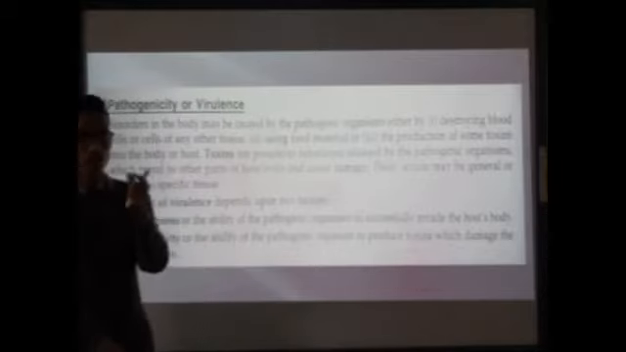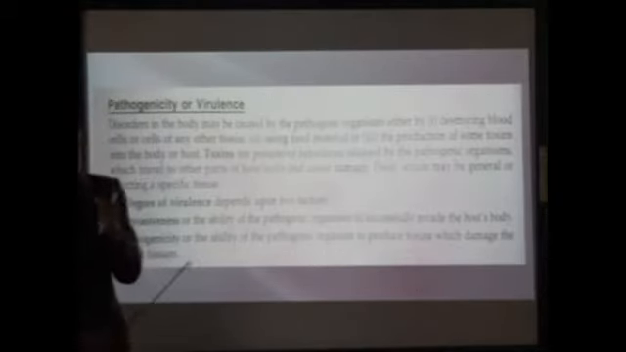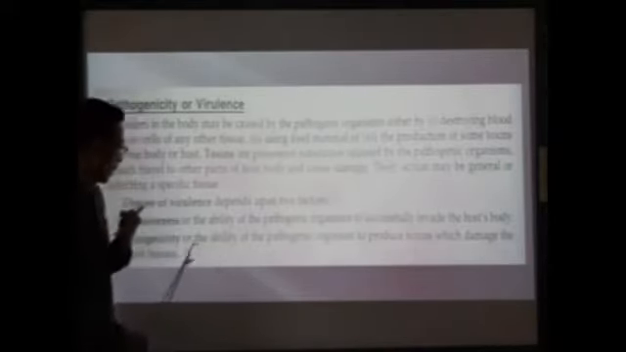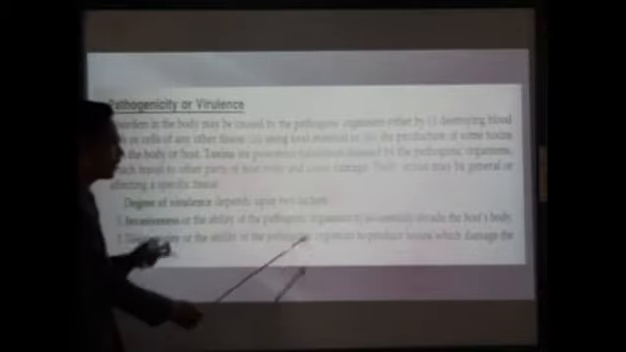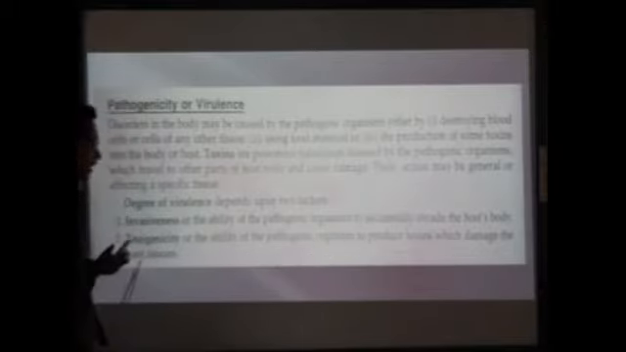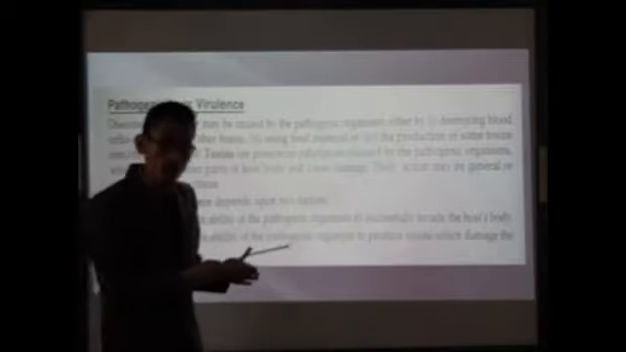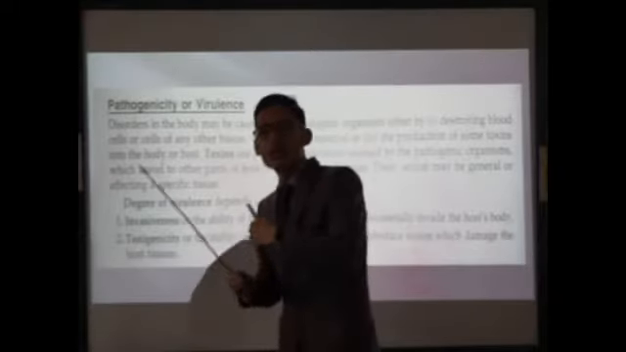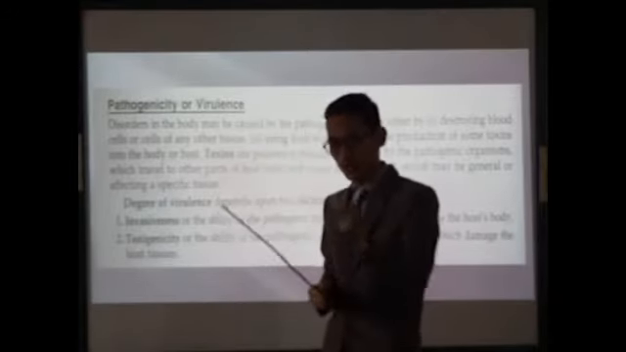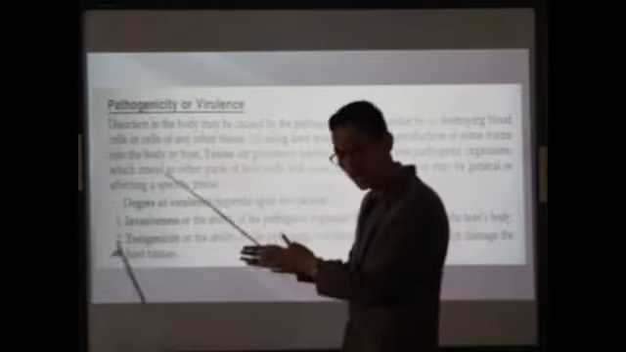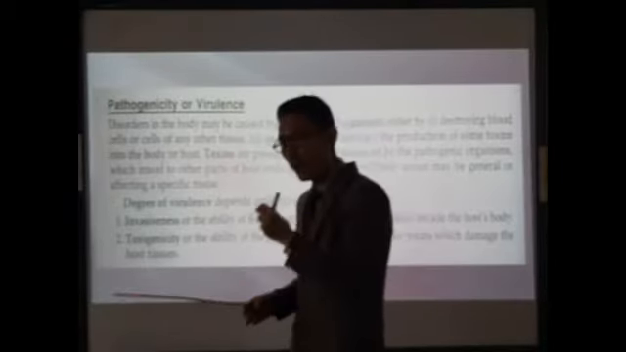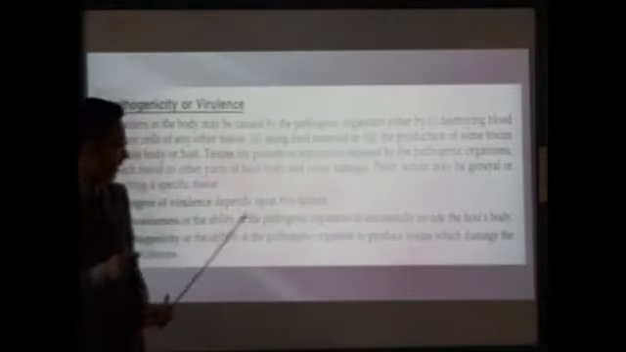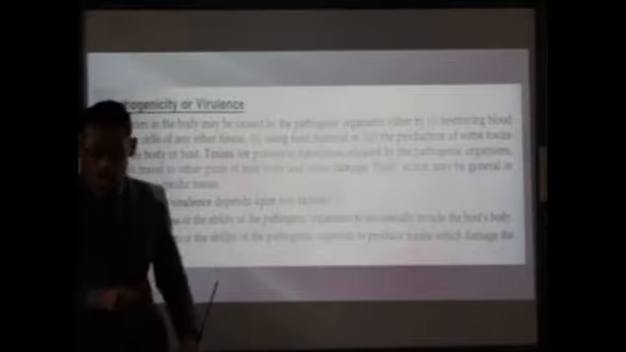And the second factor is toxicity, or the ability of the pathogens to produce toxins. That is, the ability of the pathogenic organism to produce toxins which damage the host tissues. So these are the two important factors which determine the virulence of pathogenic organisms. So I have explained what pathogenicity or virulence is, what toxins are, and what the two factors are that determine the degree of virulence.